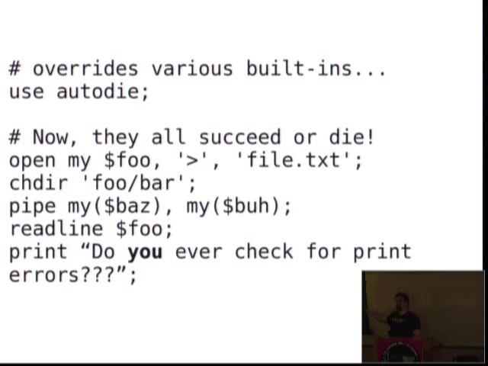Who here checks every print statement? Yeah, I thought so. I don't. So that's going to check it for you. So if print fails, that might be something exceptional, something that you want to catch. And this happens when you use these things in void context. When you actually do have an or die, then it lets your or die take care of things for you. So it does the right thing.